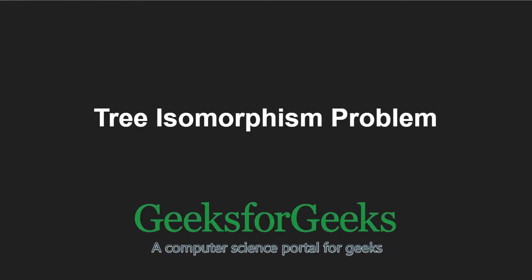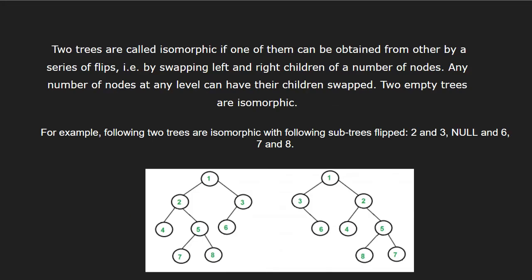In this video, we are going to understand the tree isomorphism problem. First, let us understand what exactly is tree isomorphism. Two trees are called isomorphic if one of them can be obtained from the other by a series of flips, that is, by swapping left and right children of a number of nodes.